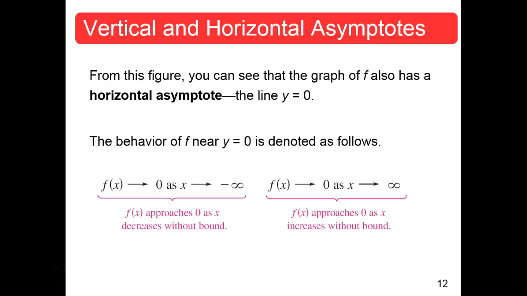Here we go. From this figure, you can see the graph of f also has a horizontal asymptote. The line y is equal to 0. Now, that's okay to say that way. But it's perfectly all right. That's how I say it. Because it doesn't mean that y can't be 0. It means in the long run, that's where y is approaching. So this is your end behavior again. This is just like your end behavior.